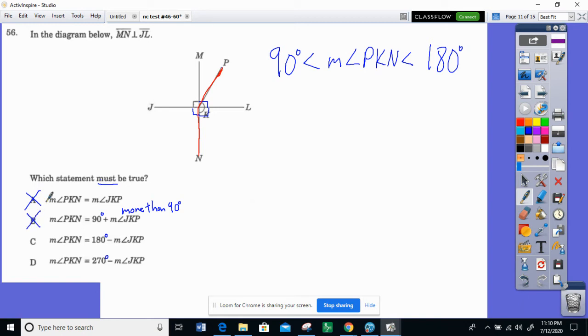C, the measure of angle PKN equals 180 degrees minus the measure of angle JKP. Well, again, angle JKP is more than 90 degrees. If you start with 180 degrees and you take away more than 90 degrees, you get something less than 90 degrees, which is impossible for the measure of angle PKN. So the only answer that is left is D.